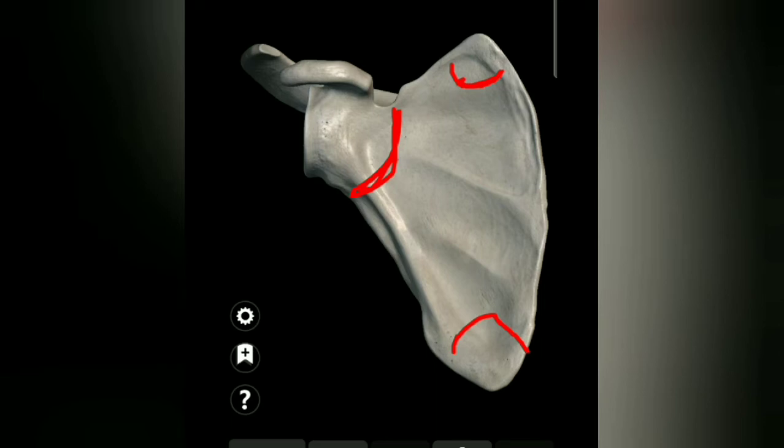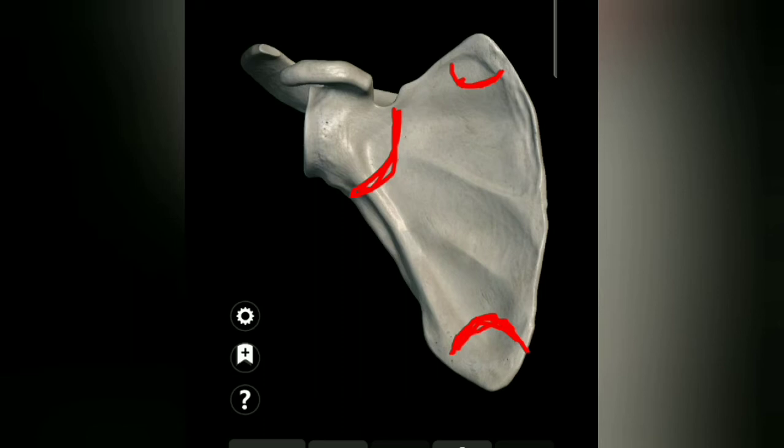The superior angle is covered by the trapezius muscle. We will discuss that in the later part of the video, in the attachment part. The inferior angle is covered by the latissimus dorsi. This one is the inferior angle, which is covered by the latissimus dorsi. It moves forwards round the chest when the arm is abducted.